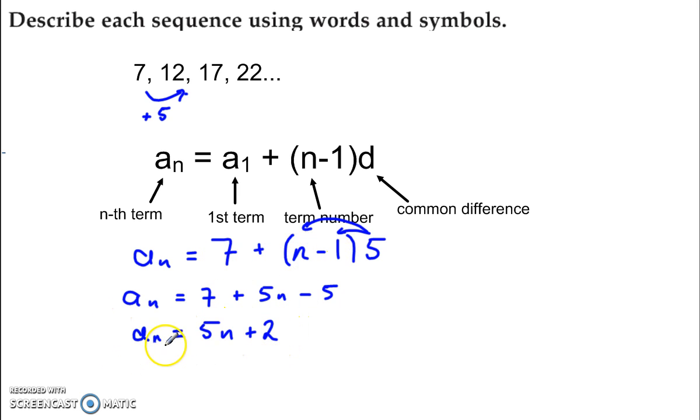This will work for any term. So if I want to know the 10th term, I could find that. Or if I want to know what is the 5th term, I can plug in 5 there for n. Okay.